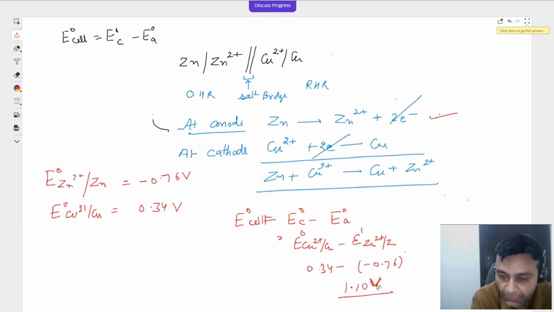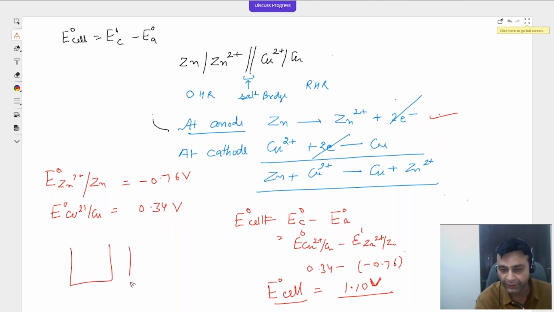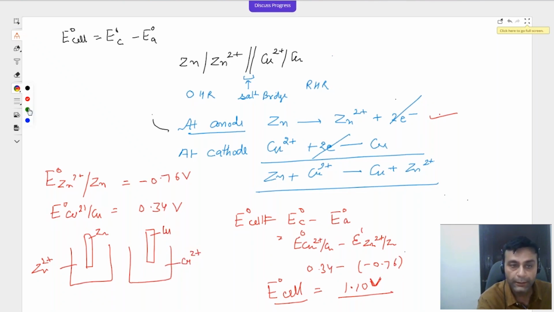Am I clear? Right. So this is known as the cell potential of the cell. We call it the standard cell potential of the cell. Why am I saying standard cell potential? Because the concentration of these two half cells, that is one beaker containing zinc rod dipped in the zinc ions, means zinc sulfate solution, another beaker copper with copper ions, right? So this concentration is 1 molar.